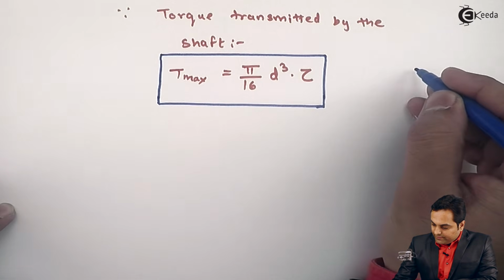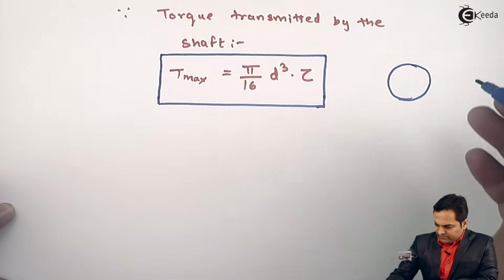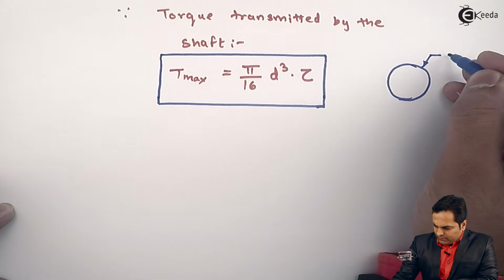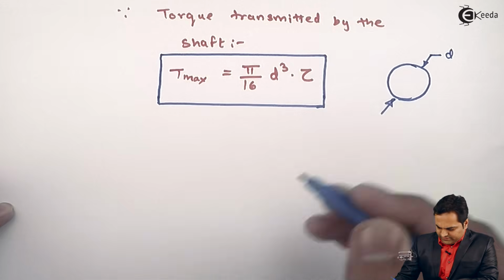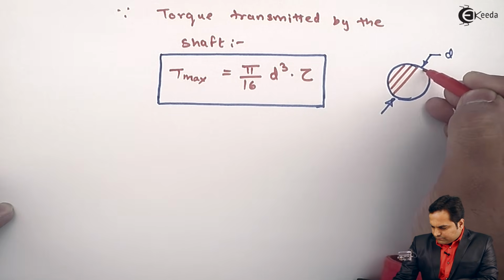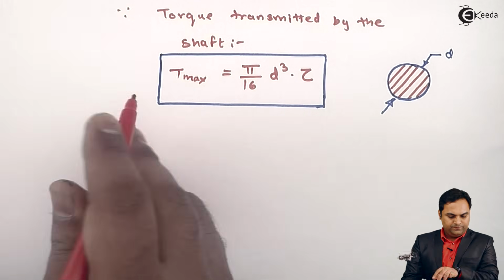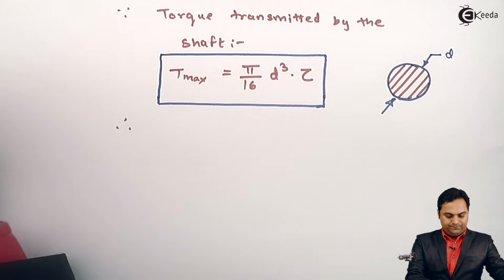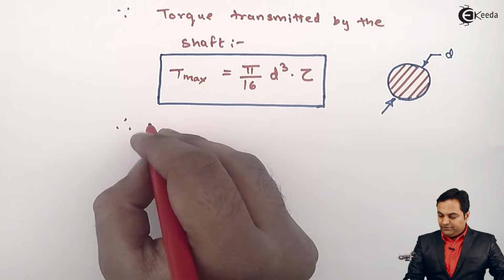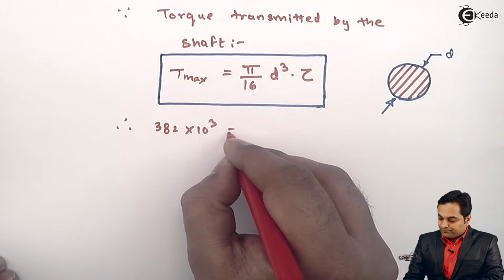Here I am assuming, since nothing is given about the shaft, that it is a solid shaft. I'll go on putting the values. Therefore, T max, it was 382 into 10 raised to 3 Newton mm.